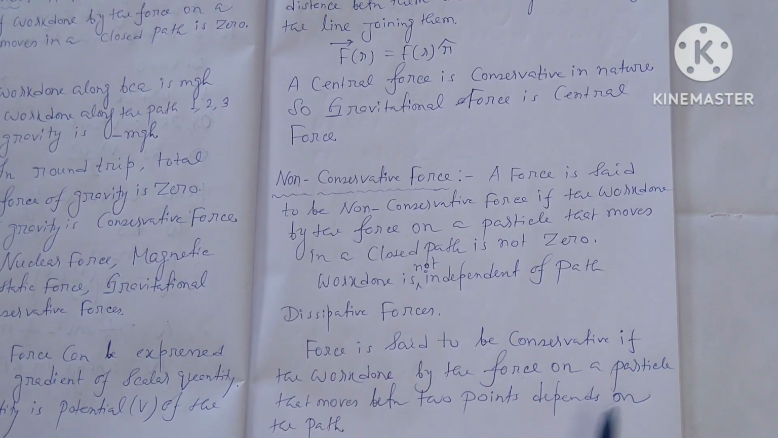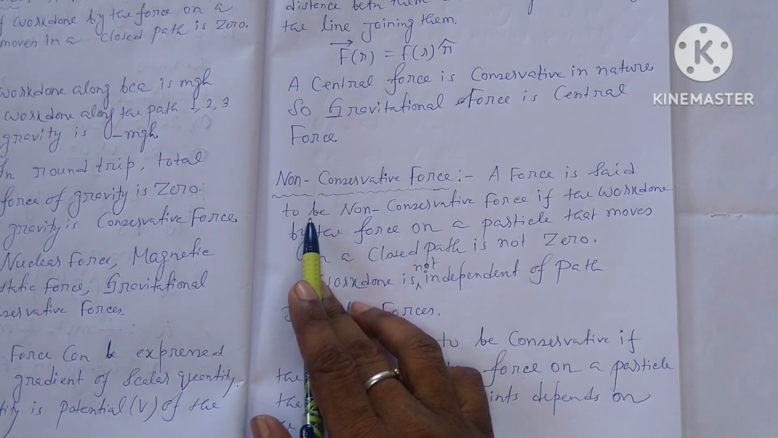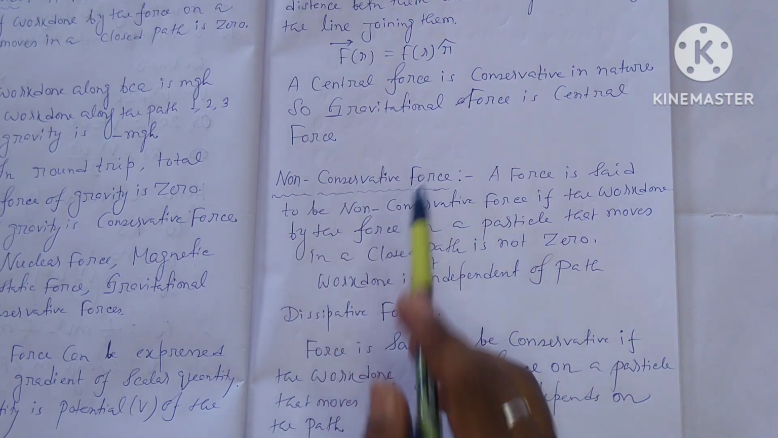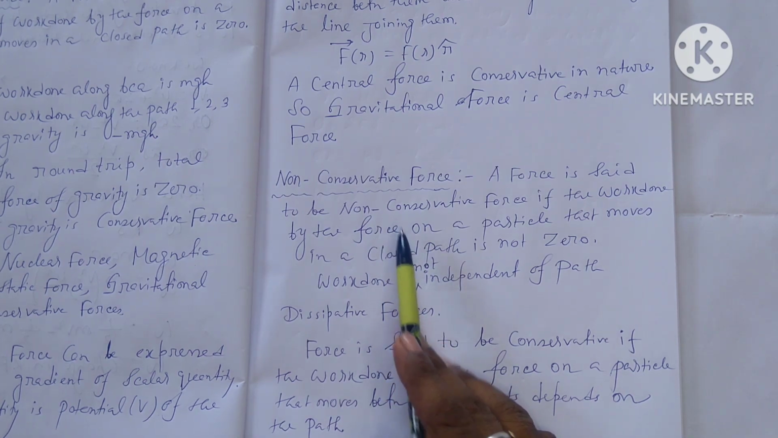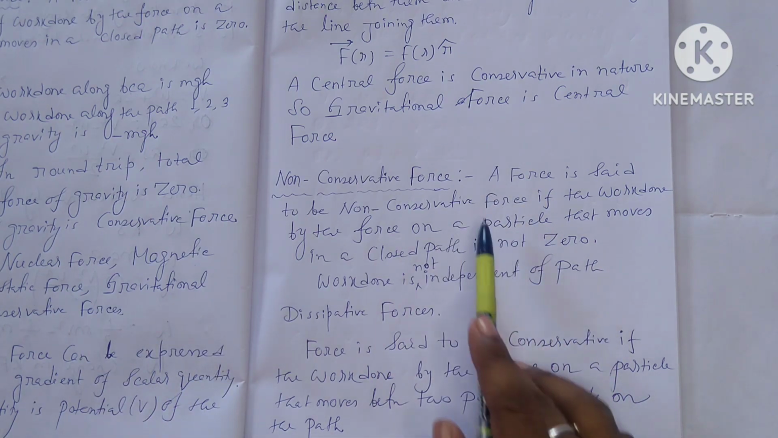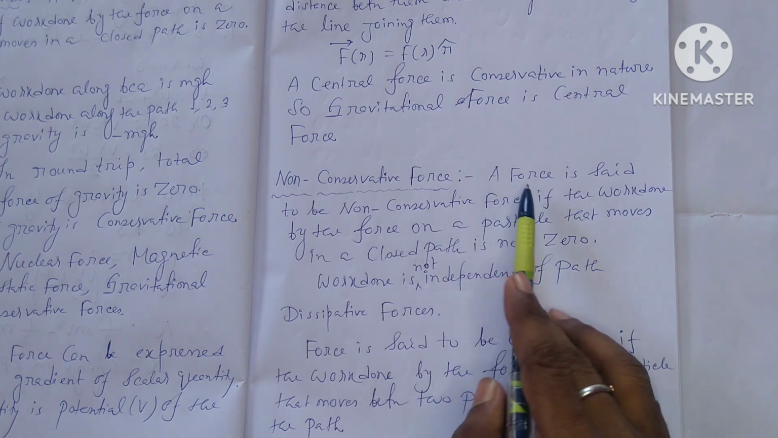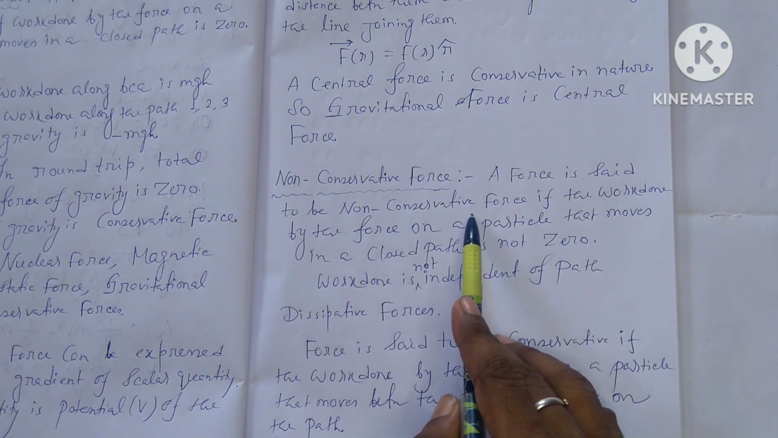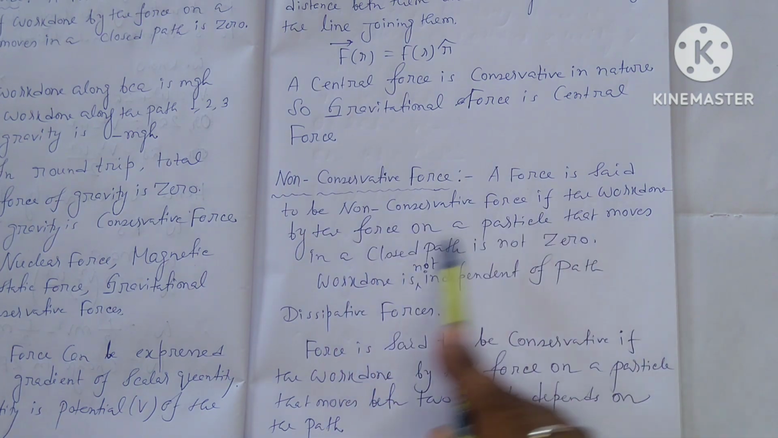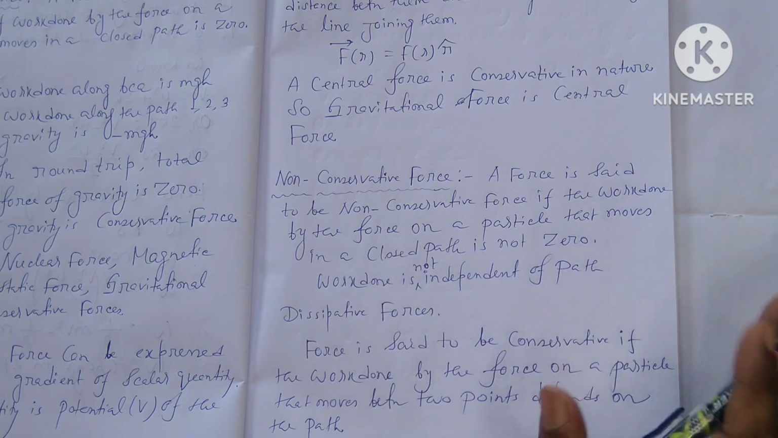And next we come to another important definition, that is non-conservative force. There is a full difference between the conservative and non-conservative force; they are totally opposite. The work done is not 0 in the entire trip. A force is said to be non-conservative if the work done by the force on a particle that moves in a closed path is not 0.